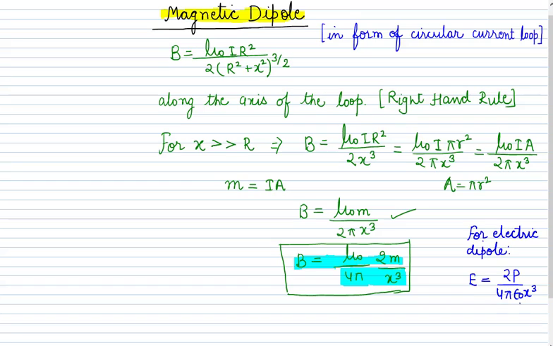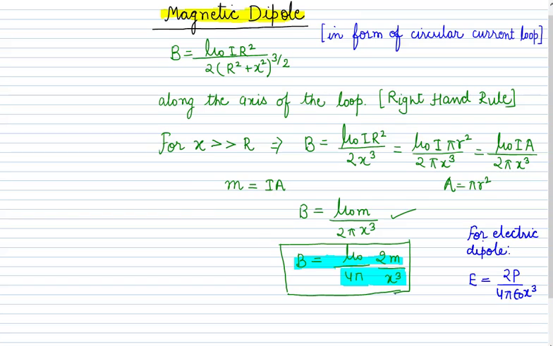Because in electrostatics 1 upon 4 pi epsilon naught is a constant, k equal to 9 into 10 to the power 9, and here mu naught upon 4 pi is a constant, that is 10 to the power minus 7. So in magnetism you will always have the constant mu naught upon 4 pi, and in electrostatics you will always have the constant 4 pi epsilon naught. Rest everything is the same: 2 magnetic moment, 2 electric dipole moment, and x cube, x cube. So this is the magnetic field at the axis of the circular loop.